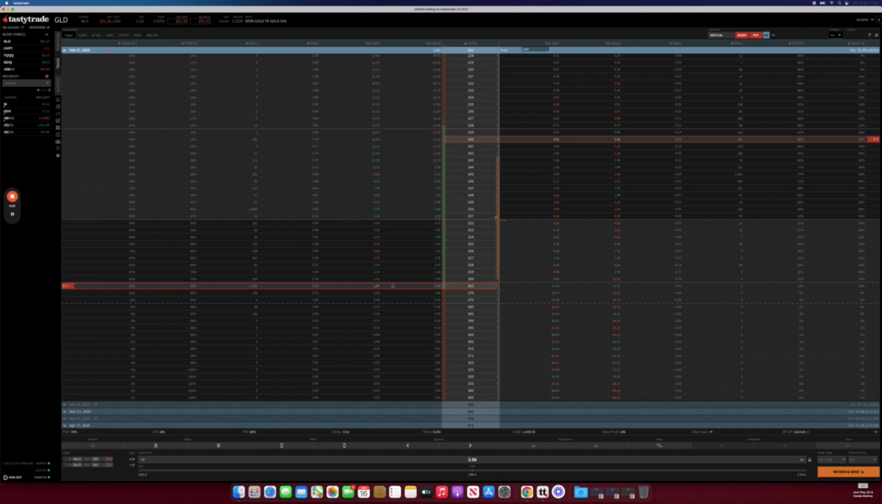Now what we've got here is essentially we've created a range for ourselves. So price of GLD is currently at just over 251. We've got our short put at 240 and our short call at 265. So we've got this range, and we want price of GLD to stay within this range.